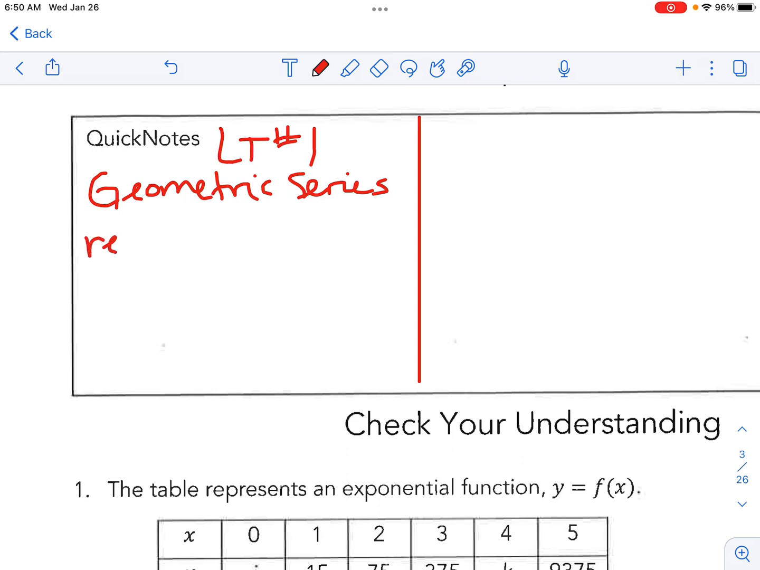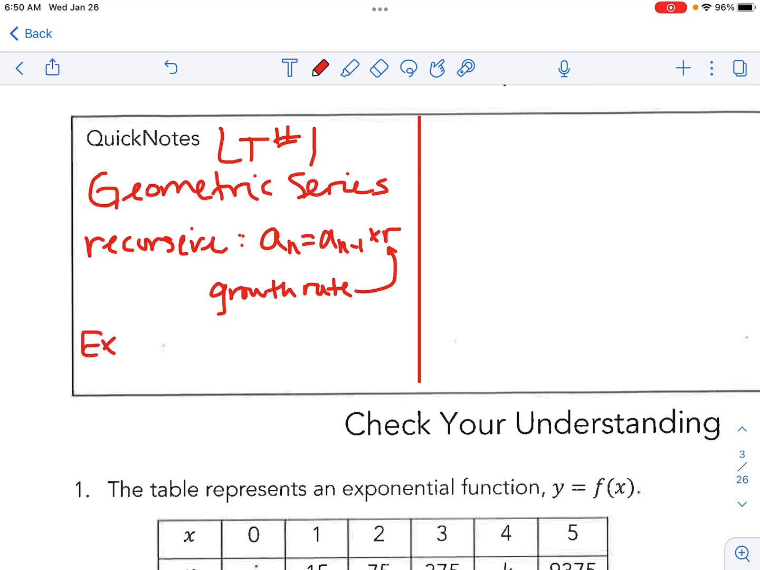And the recursive expression looks like a sub n equals a sub n minus 1 times some rate, like if we're doubling or tripling. We would call that a growth rate. So this is a growth rate. That's what that means. Let me point towards the r there a little better. There we go. But we also can write it exponentially.